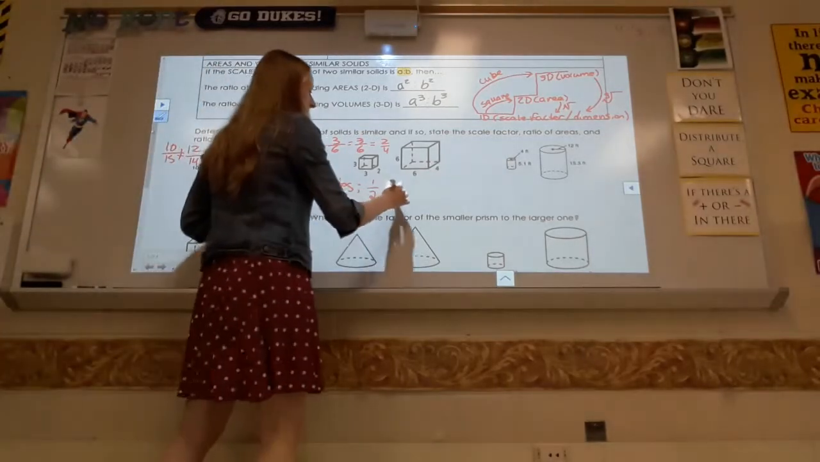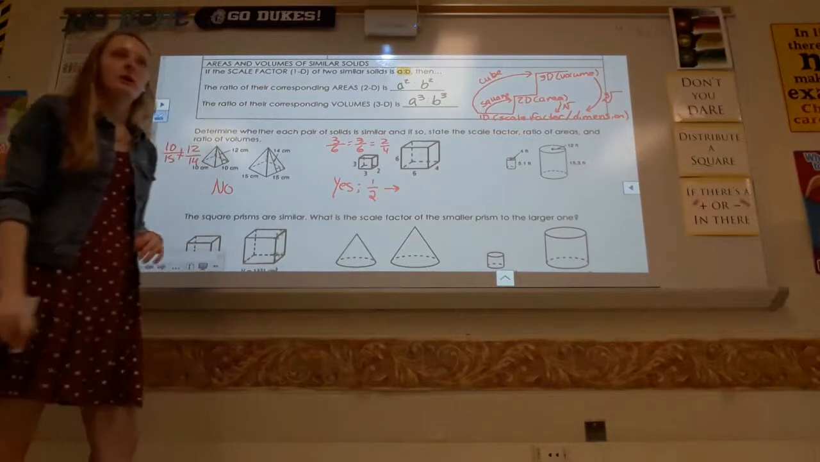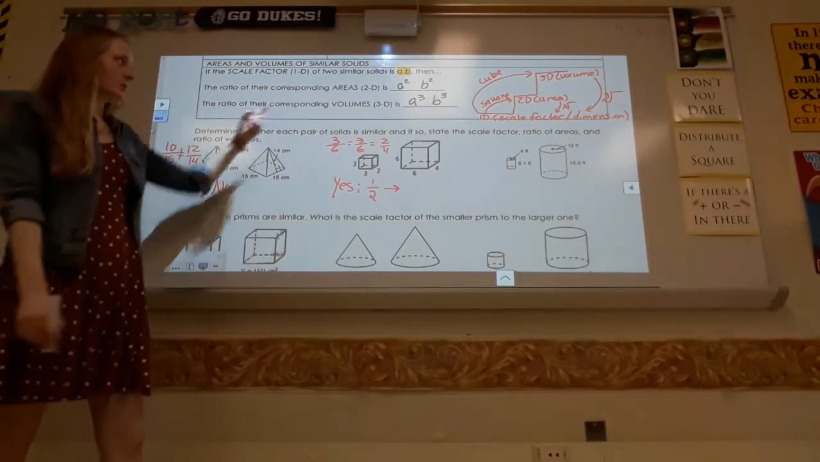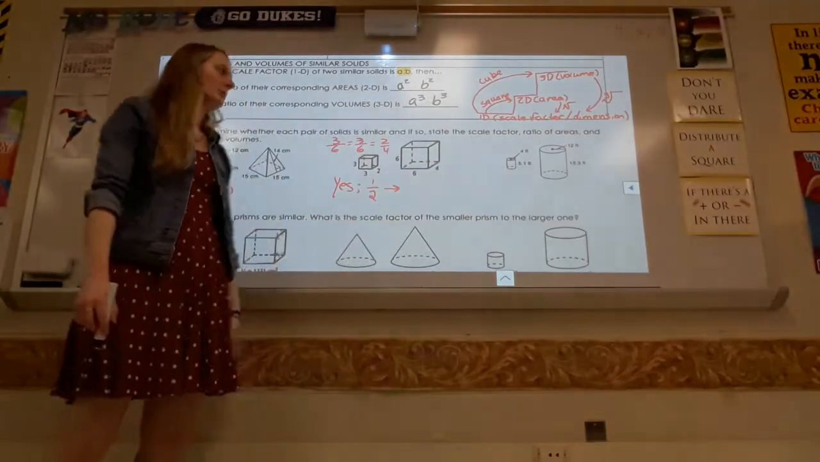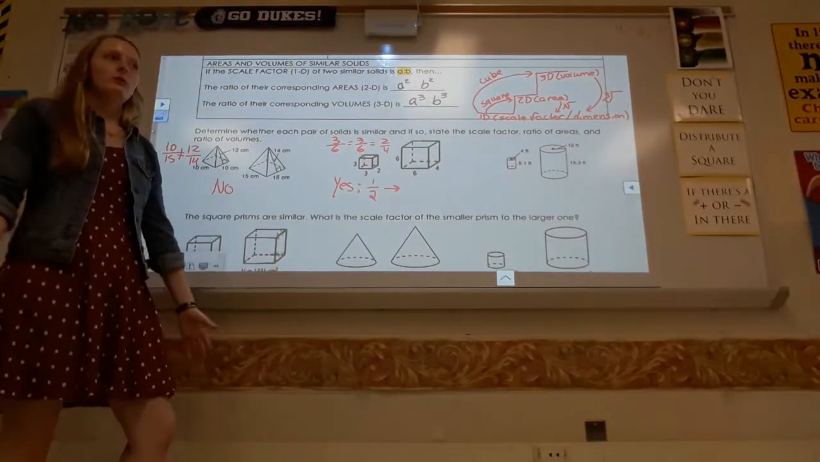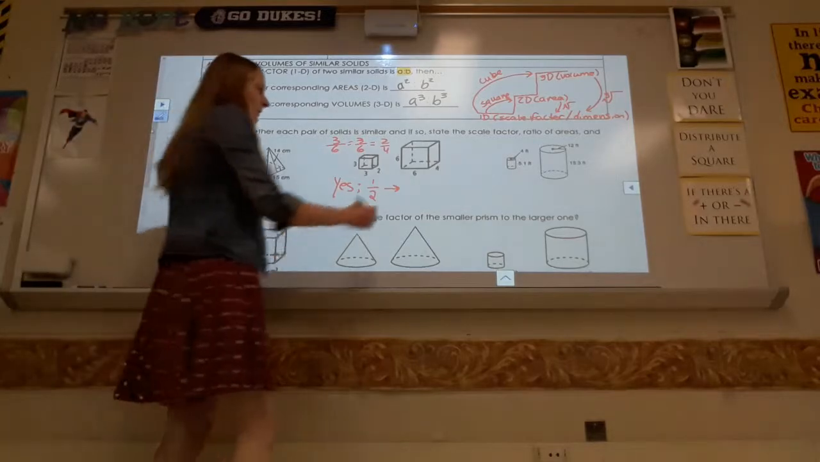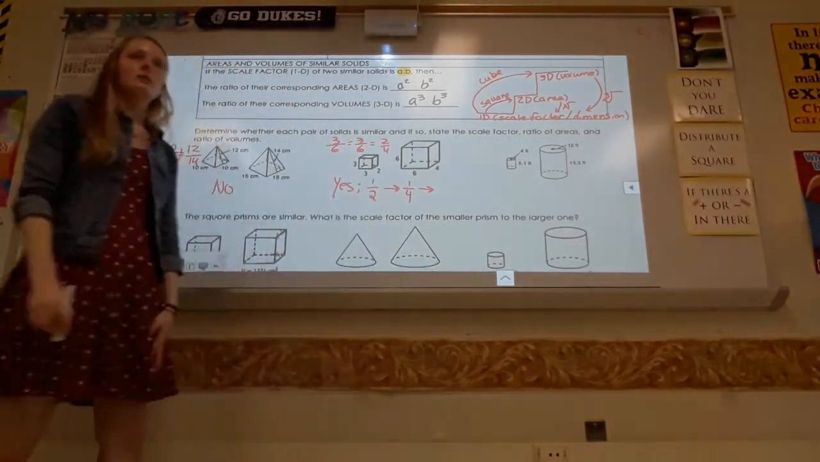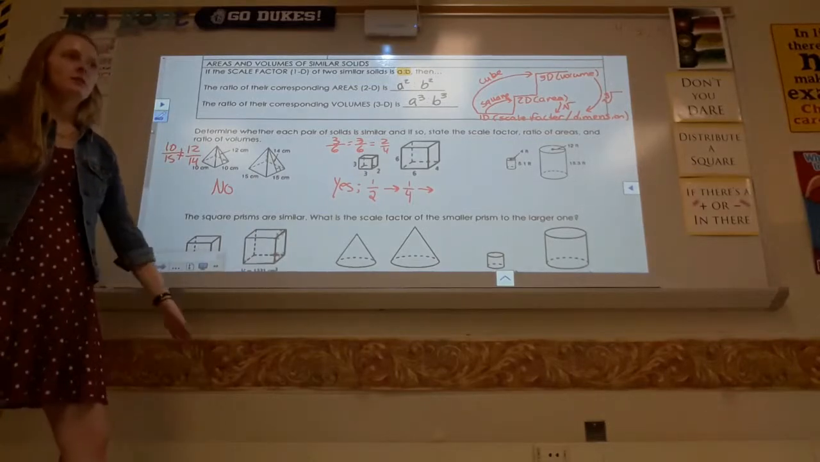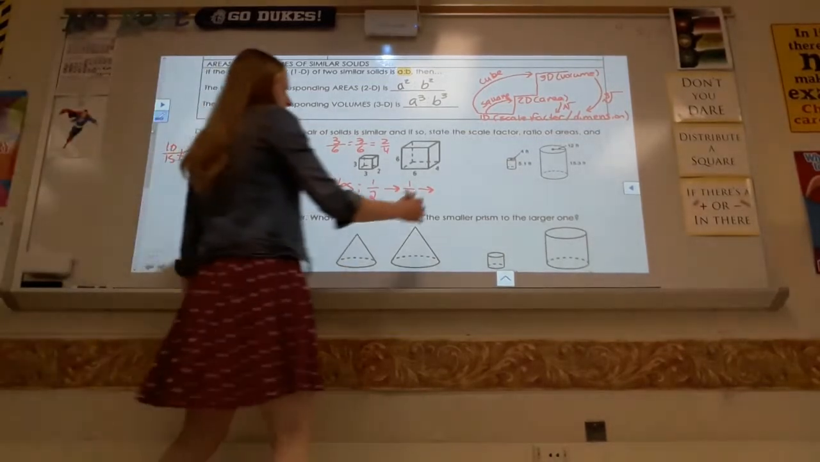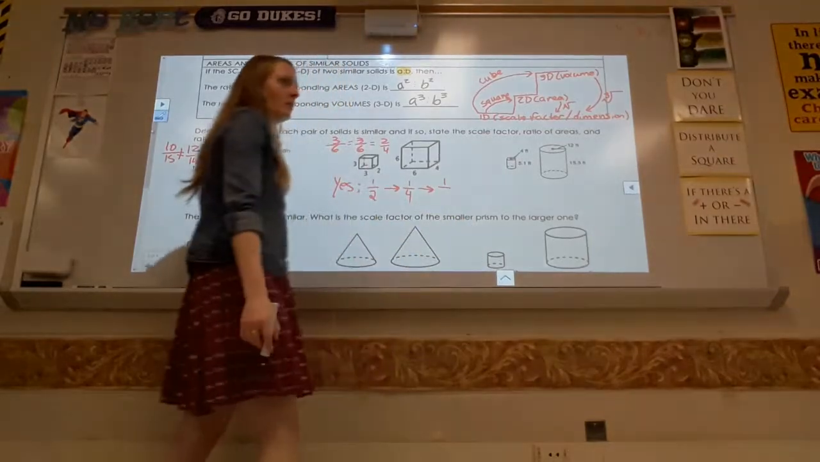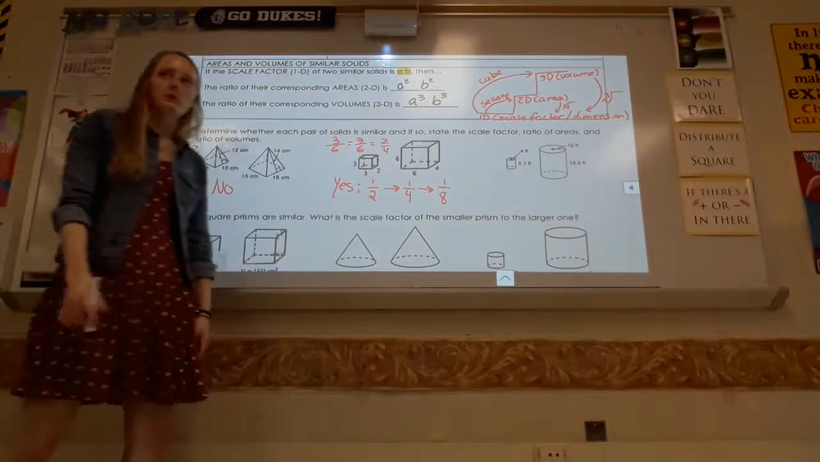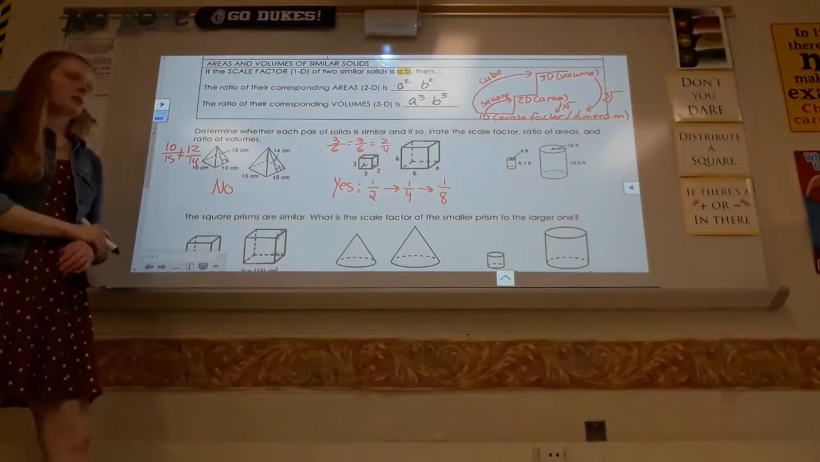How do I then compare the areas? How do I go up to the second dimension? You're going to square, just like we see here and in that staircase diagram. So what would your ratio of the areas be? 1 to 4. Then what would the ratio of their volumes be? 1 to 8. 2 cubed is 8. 2 times 2 times 2.